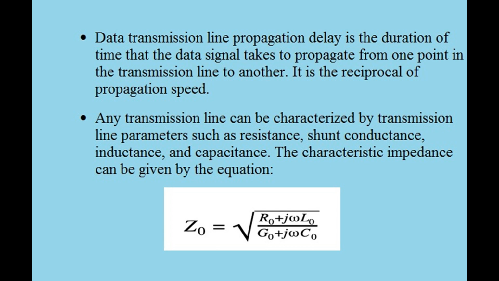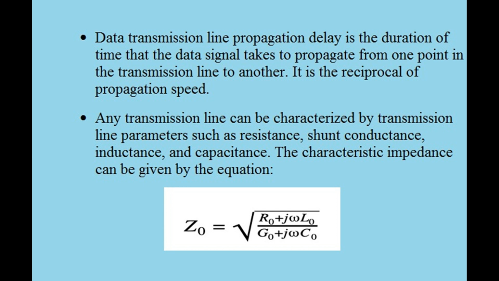Data transmission line propagation delay is the duration of time that the data signal takes to propagate from one point in the transmission line to another. It is the reciprocal of propagation speed. Any transmission line can be characterized by transmission line parameters such as resistance, shunt conductance, inductance, and capacitance.